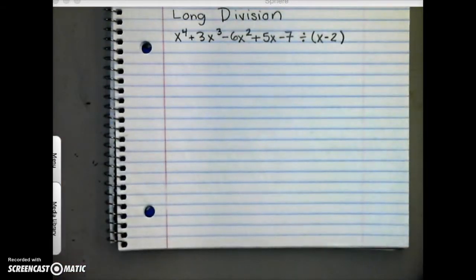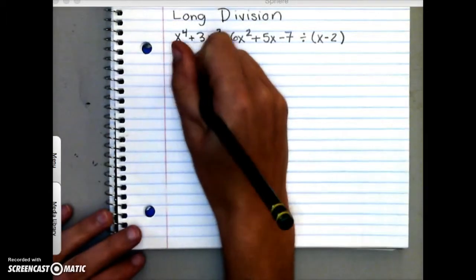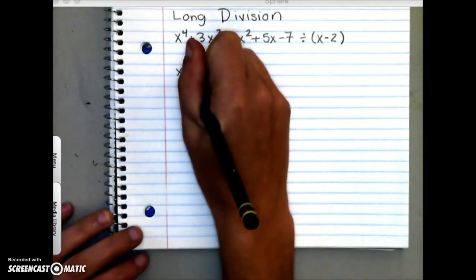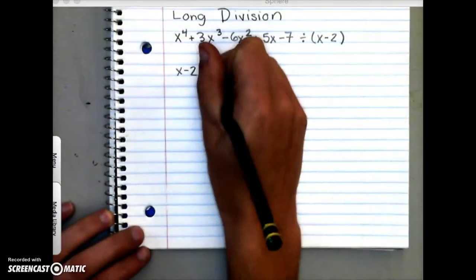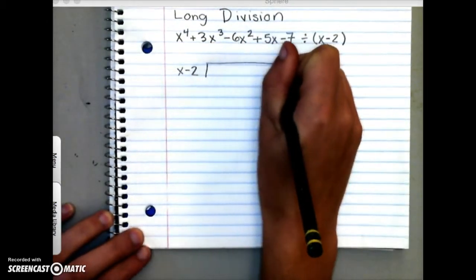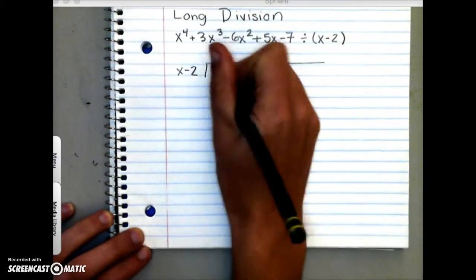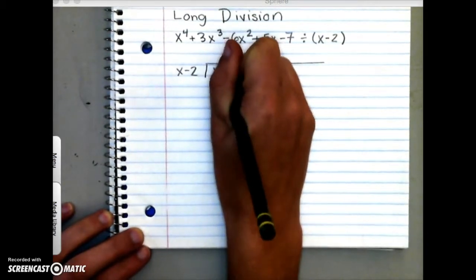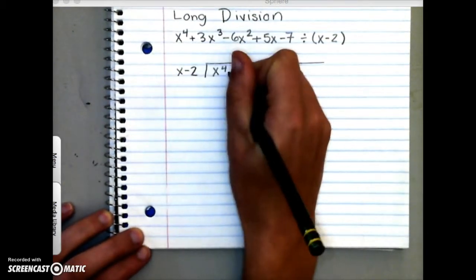So what we're going to do with long division is we're going to set up the problem just like back in the day when you were really little and you learned how to long divide for the first time. So x minus 2 goes on the outside, and then underneath the division is going to go our polynomial.